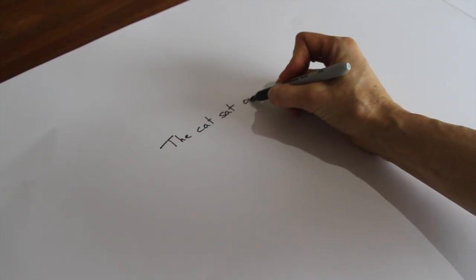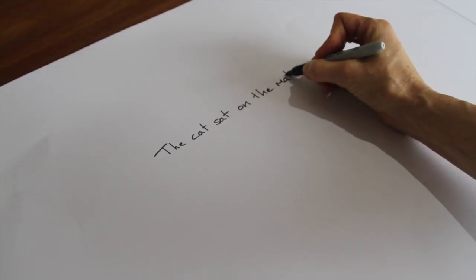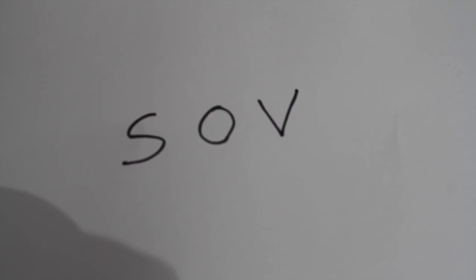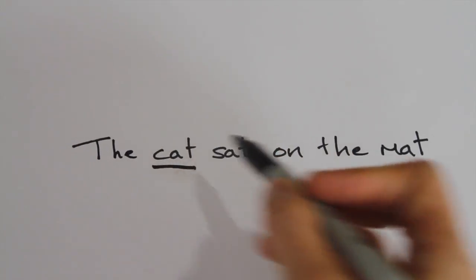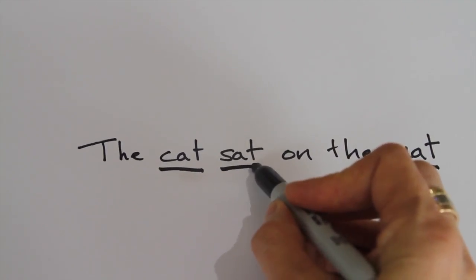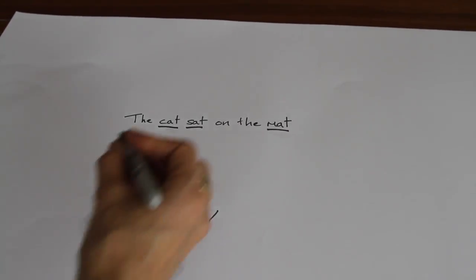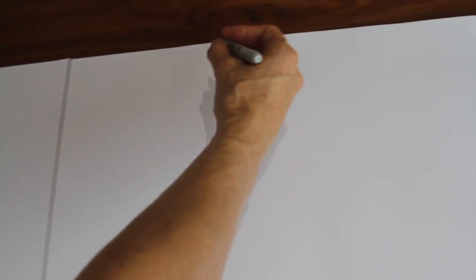Let's start with a very simple sentence. The cat sat on the mat. It's a SOV sentence. It has a subject, an object, and the good old-fashioned doing word, the verb. There's not much to it really, is there? Well, actually there can be.